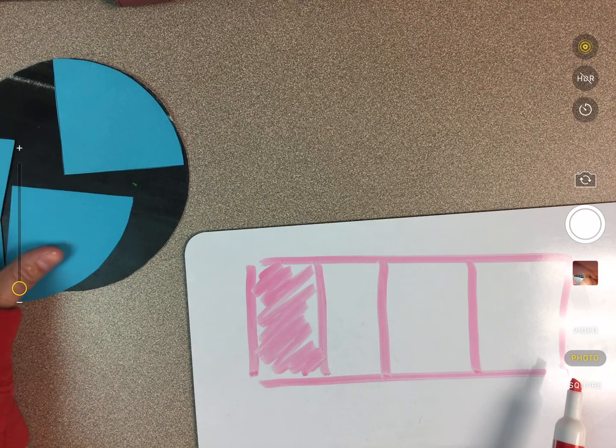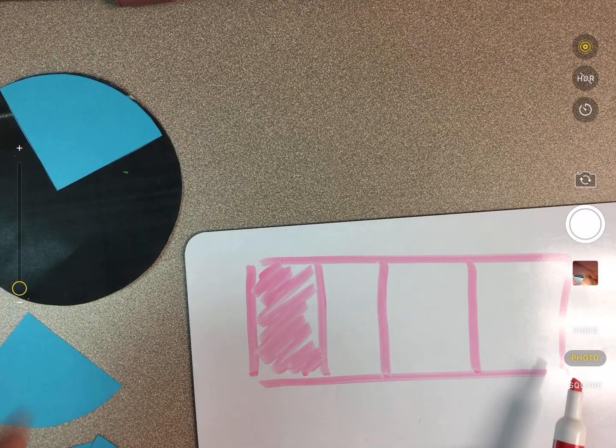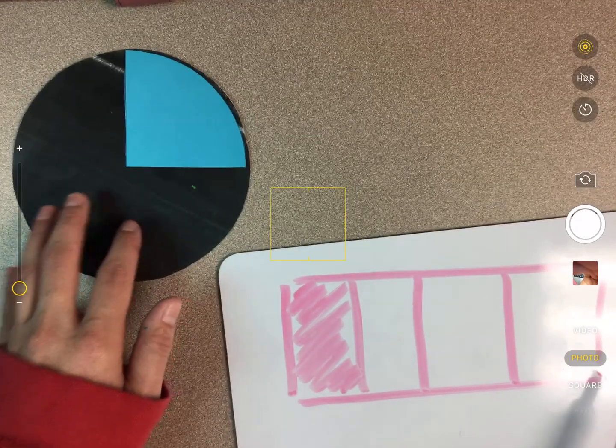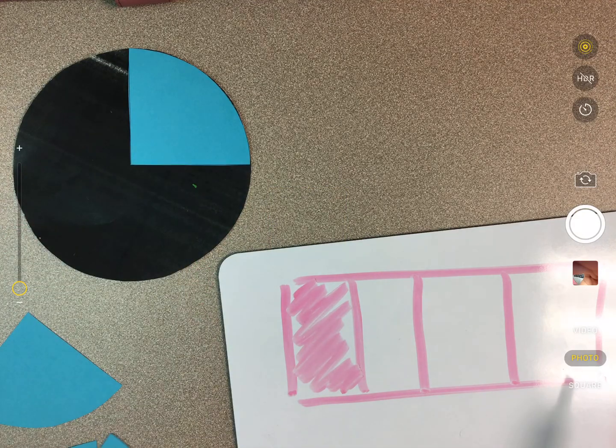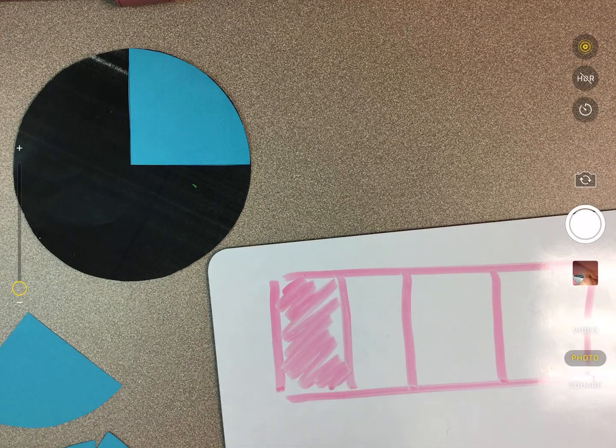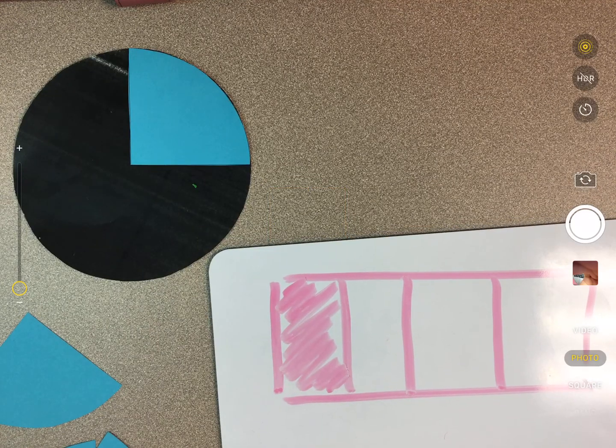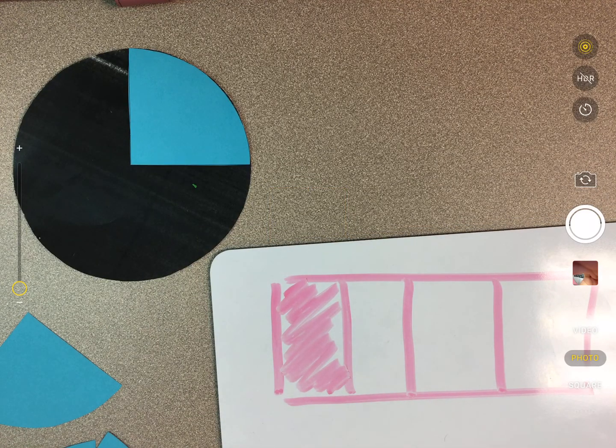Now this model of our circle is showing 1/4 of our black circle, and this is showing 1/4 of our rectangle. These are the same because they are both showing 1/4. They are different because they are different models and different sizes.